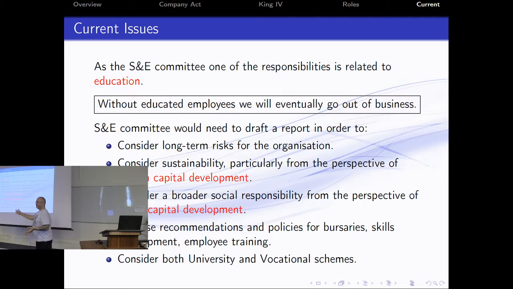A lot of people are focusing on the matric results, but if people have been let down by the education system, it happened way before matric. So can we consider doing something about that in some way or another? And at the end of the day, how can we go about it? Well, we can look at different recommendations for policies, for setting up bursaries, skills development, employee training, and so on.